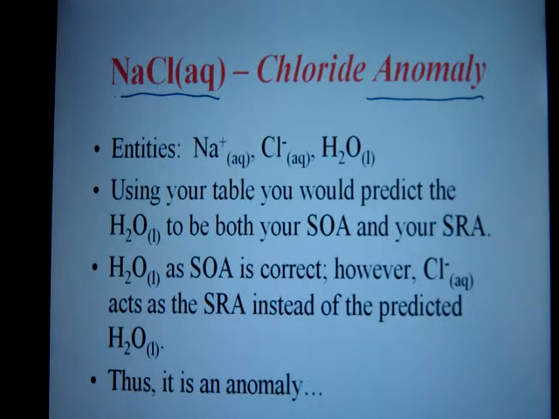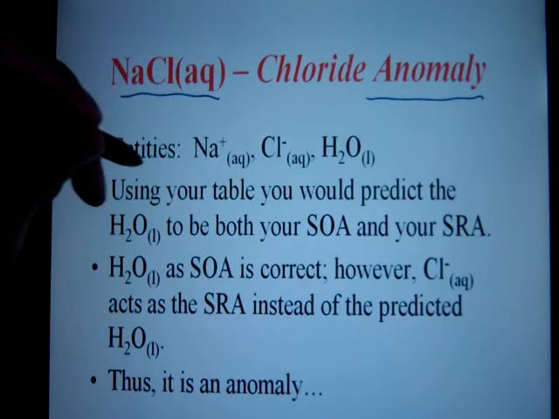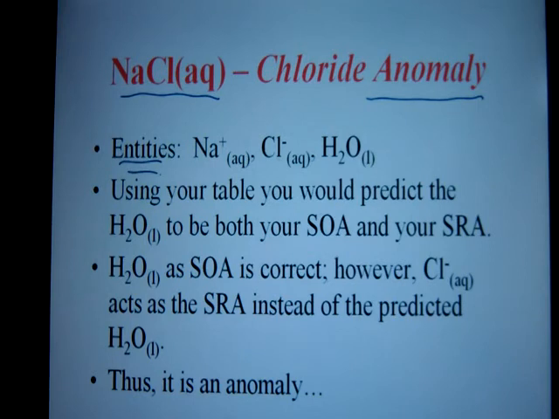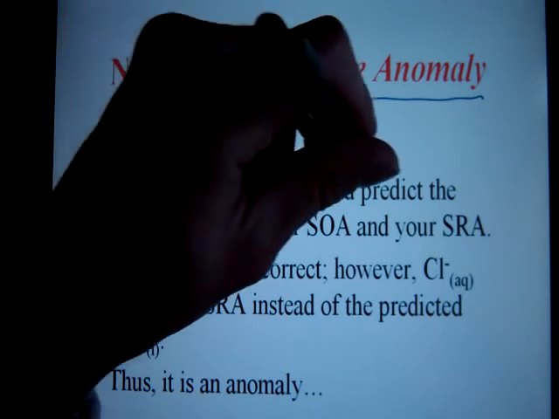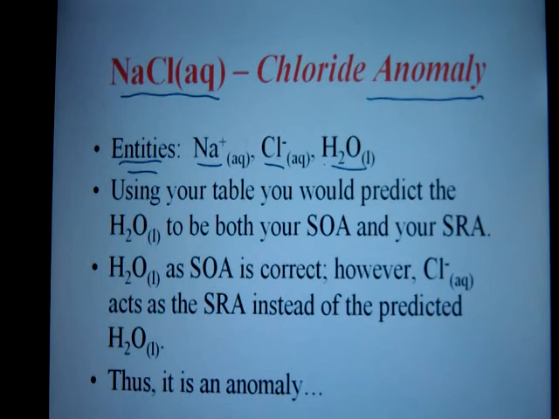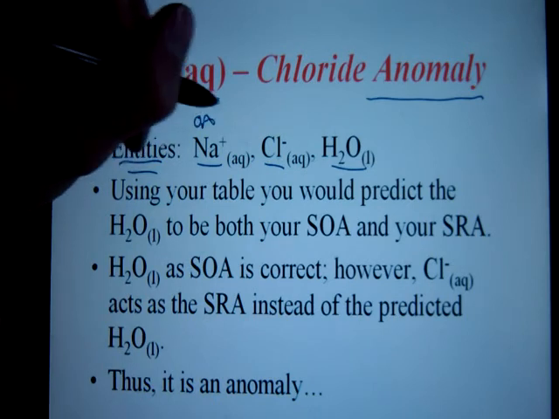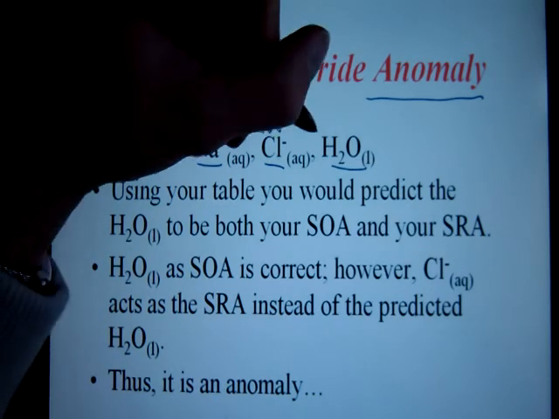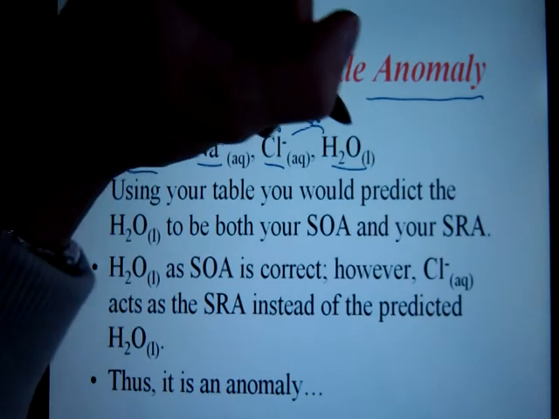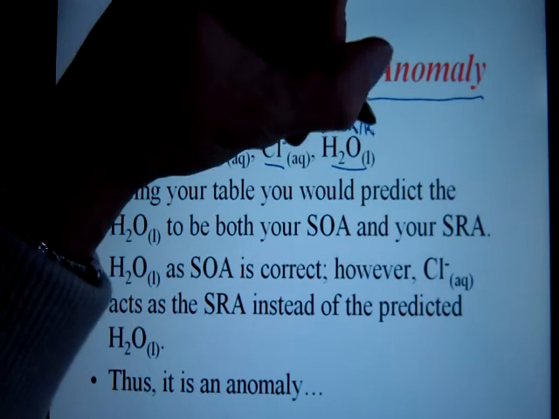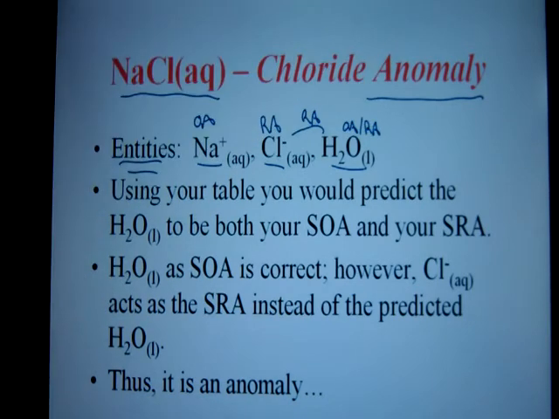You can be asked any number of questions. When you're predicting redox reactions, no matter the scenario, we always list our entities first. Always, always, always. So we have sodium ions, we have chloride ions, and we have water. Okay, nothing fancy there. So then we use our table. This is an OA, this is an RA. Together these are an RA. Water is both an oxidizing and reducing agent. Okay, fine so far.